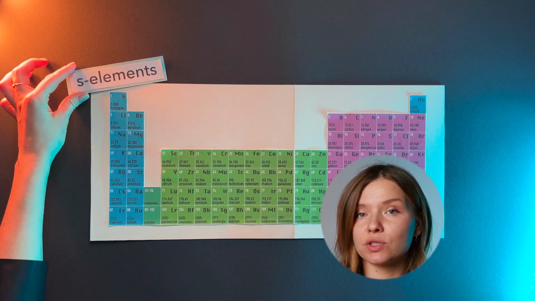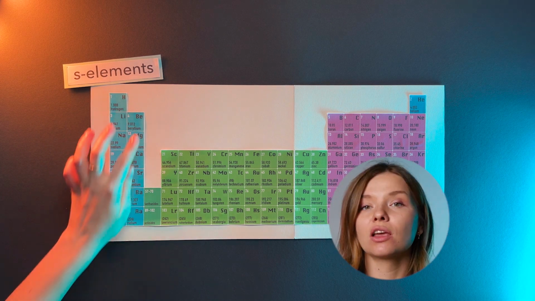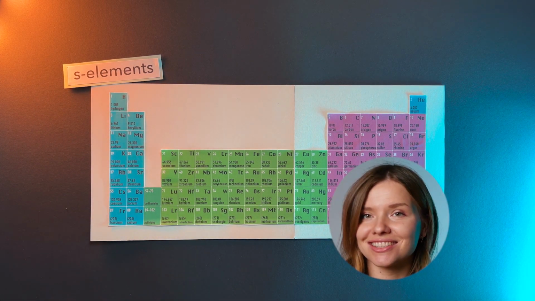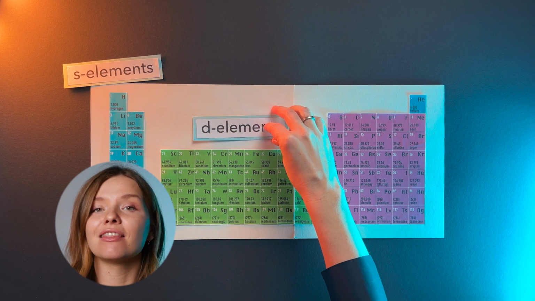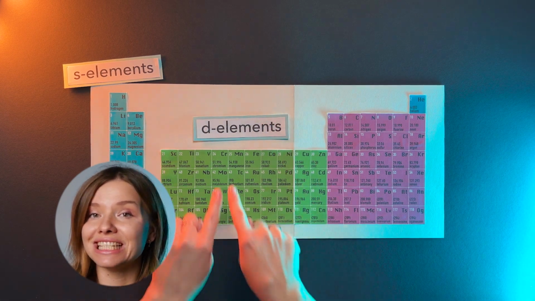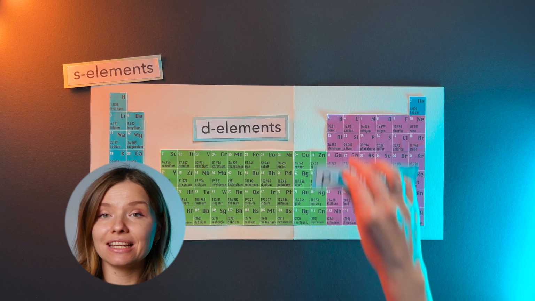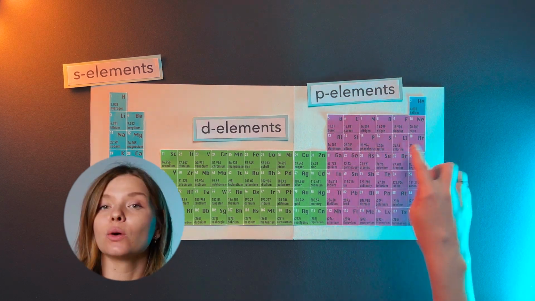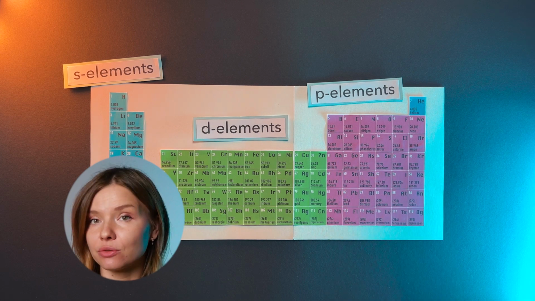The first two groups in the periodic table are s elements, with valence electrons allocated on s orbitals. Then come d elements, and their valence electrons fill d orbitals. Finally, at the end of the periodic table, there are 6 groups of p elements, with valence electrons on p orbitals. So guys, you need to keep it in your mind.